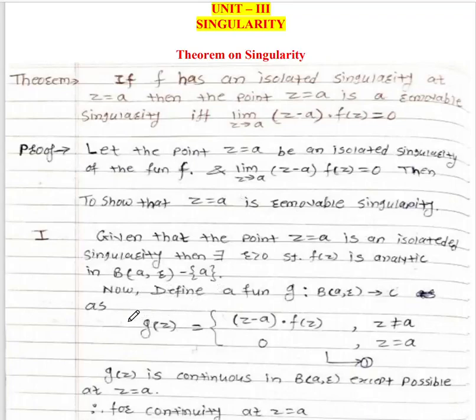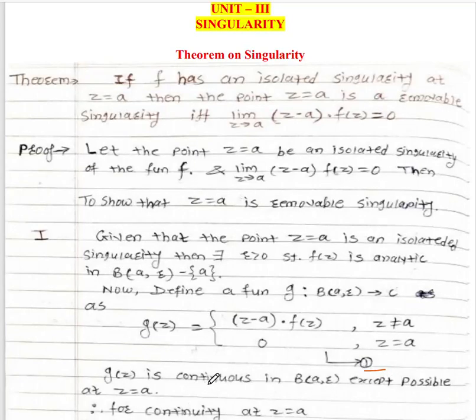So to prove this theorem, we define a function g on the open circle A, r to C, which is defined as g of z equal to (z minus a) into f of z, where z is not equal to a. When z equal to a, this becomes 0. Let us consider this as equation number 1.